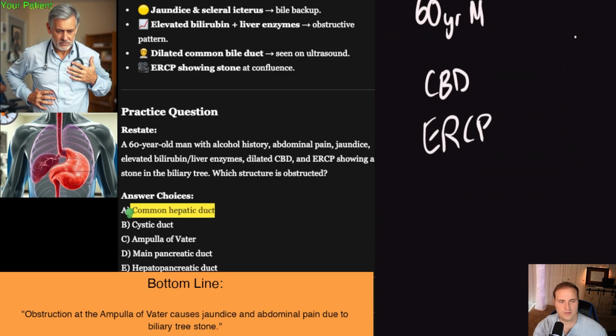All right, so why is it not A? That's proximal to the gallbladder, and that only affects the bile, not the pancreas. Why is it not B, the cystic duct? Will that be gallbladder drainage? That doesn't affect the bile outflow to the intestine, so you'd have no jaundice.